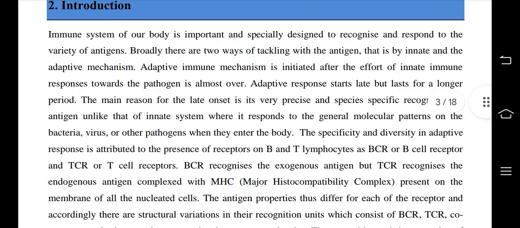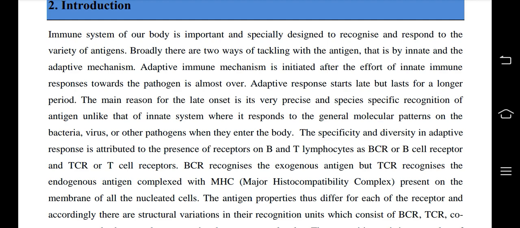The immune system of our body is important and specially designed to recognize and respond to a variety of antigens. Broadly, there are two ways of tackling the antigen, that is by innate and adaptive mechanisms. The adaptive immune mechanism is initiated after the effort of the innate immune response towards the pathogen is almost over. Adaptive response starts late but lasts for a longer period.